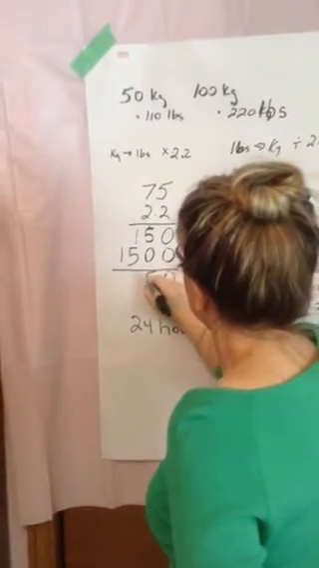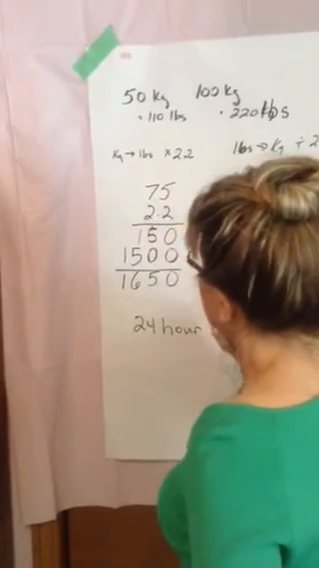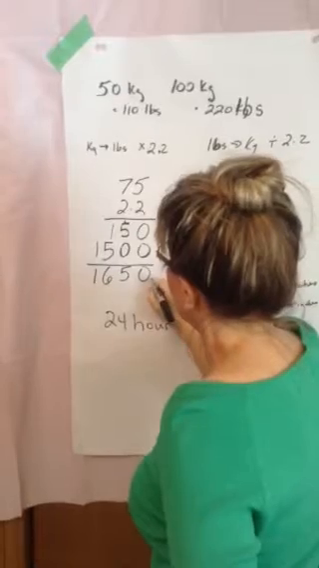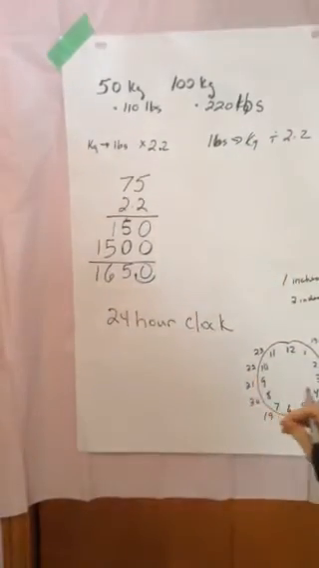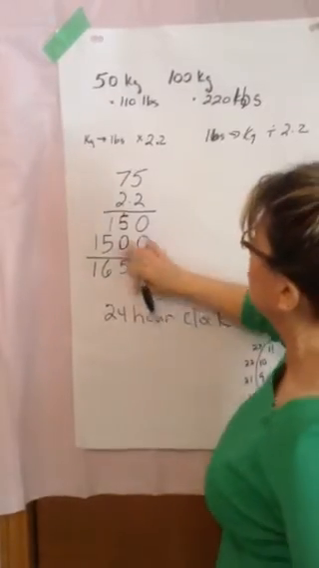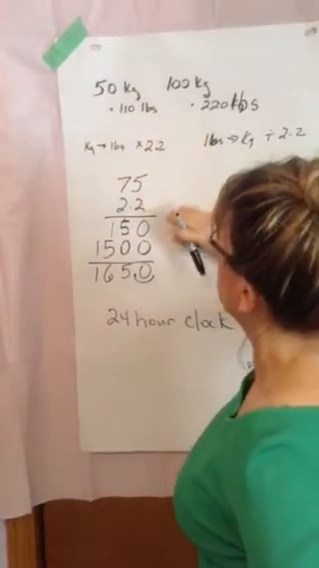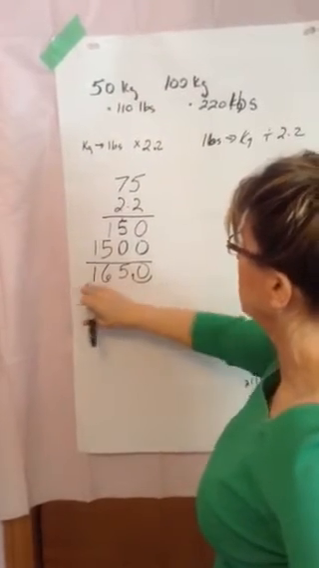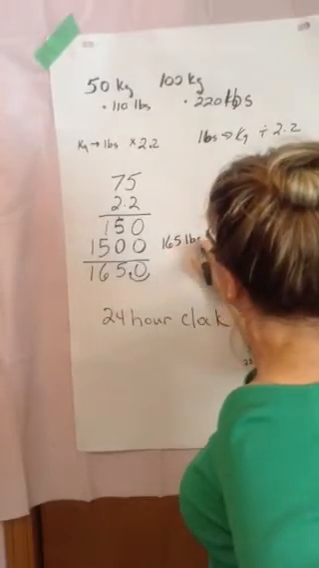Now we have one decimal, so we move this over one place, and our answer is 165 pounds. She is larger than 50 kilos, and she's 75 kilos, so that makes sense. Your answer is 165 pounds.